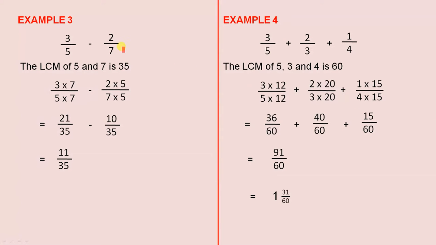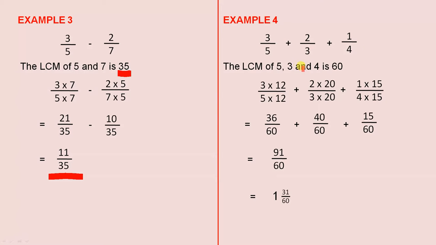Example 3, 3 over 5 minus 2 over 7. The LCM of 5 and 7 is 35. So that will be our common denominator. For this denominator to be 35, I multiply top and bottom by 7. That's what I've done there to get this fraction. For this denominator to be 35, I multiply top and bottom by 5. That's what I've done here, and that gives me that fraction. 21 over 35 minus 10 over 35 is 11 over 35, and that's the answer.